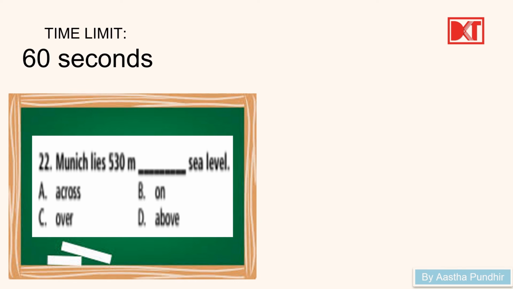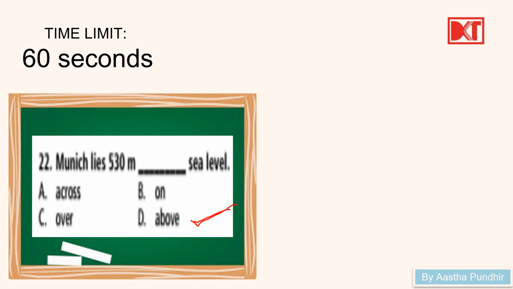Here, Munich lies 530 meters dash sea level: across sea level, on sea level, over sea level, or above sea level. Here, the correct answer is D, above sea level. Above is used to point out a higher place or position than something. So, Munich lies 530 meters above sea level.